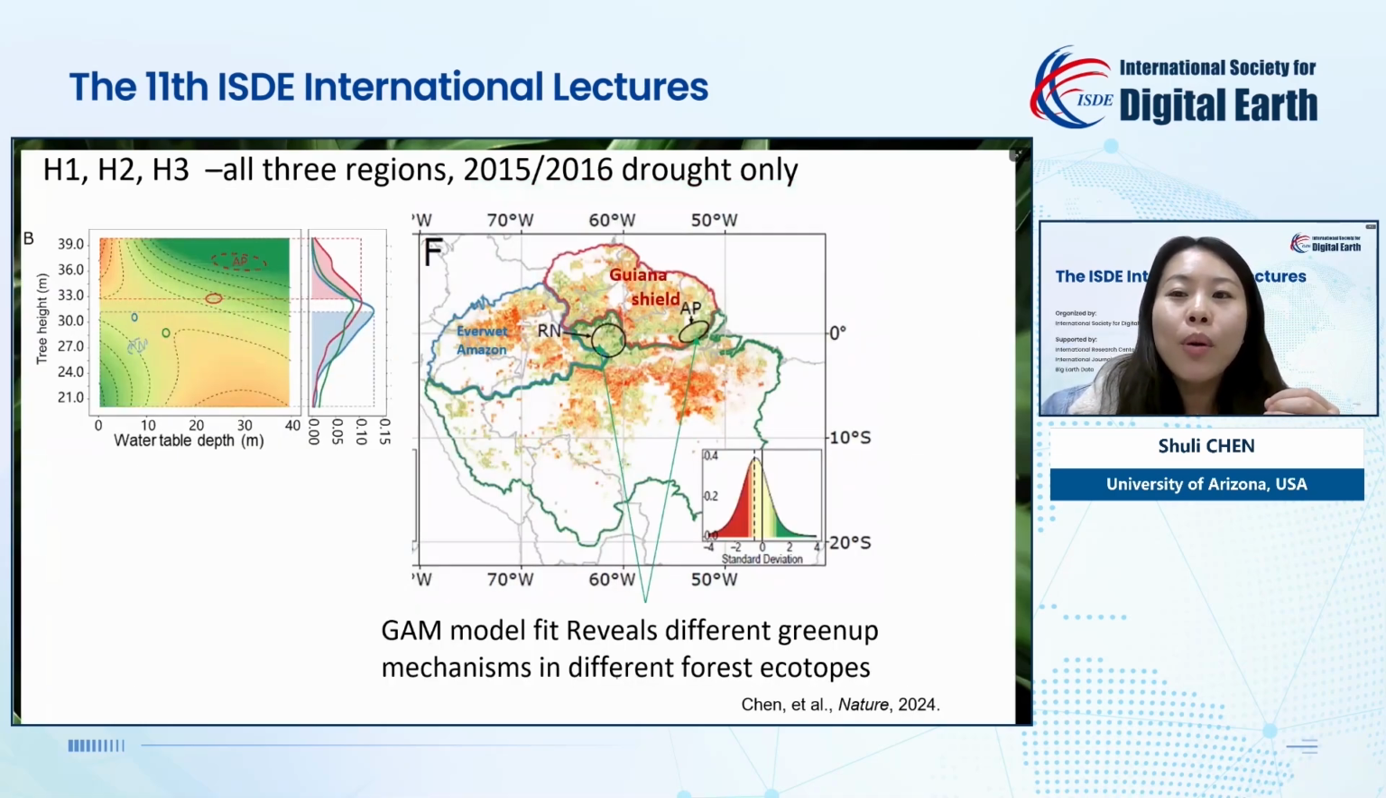I'll briefly explain an example. The Rio Negro region and the Apama region both show a positive greening response during the drought, but they have different mechanisms. If you look at the interaction effect between tree height and water depth, they are located in very distant locations on this map. The Rio Negro region benefits from the shallow water table, but with a shorter forest, because the shallow water table allows easier access to water. The Apama region, even though it is over a deep water table, has a tall forest. The tall forest would assumedly have deep roots, and the deep roots would enable easier access to water. So the model reveals different green-up mechanisms in different forest ecotopes.